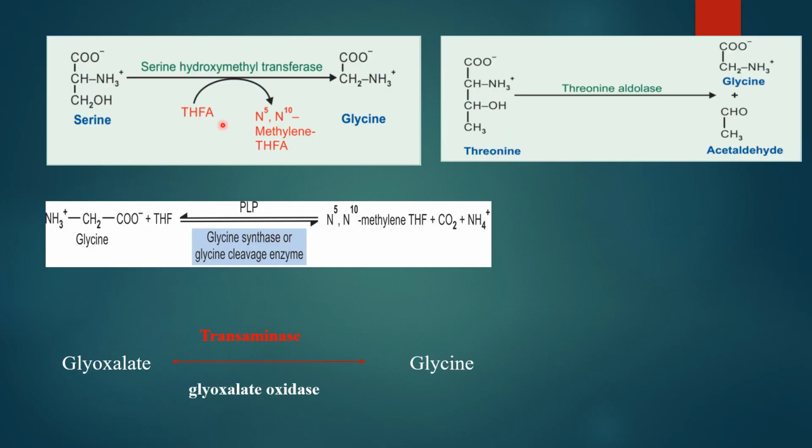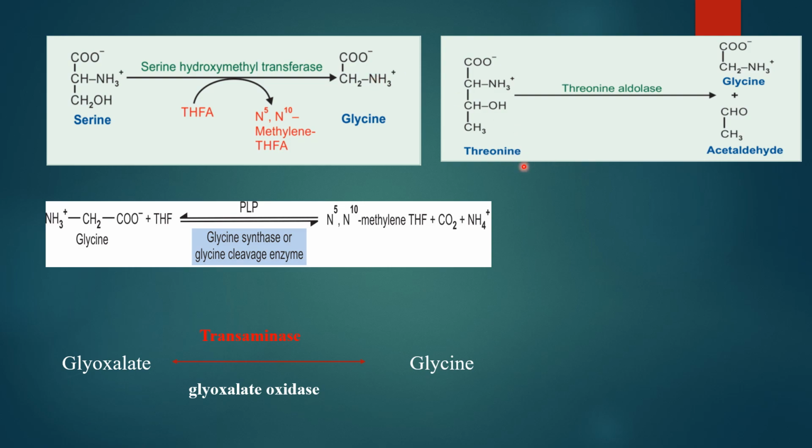So in this picture, we can see it here. Serine is converted to glycine in the presence of the enzyme serine hydroxymethyltransferase. It requires tetrahydrofolic acid, which acts as an acceptor of the hydroxymethyl group of serine. It loads it on itself and converts the serine into glycine.